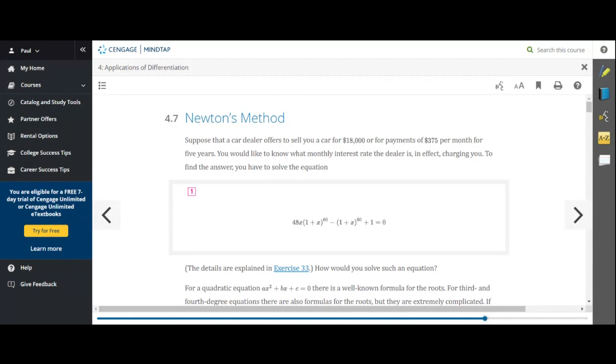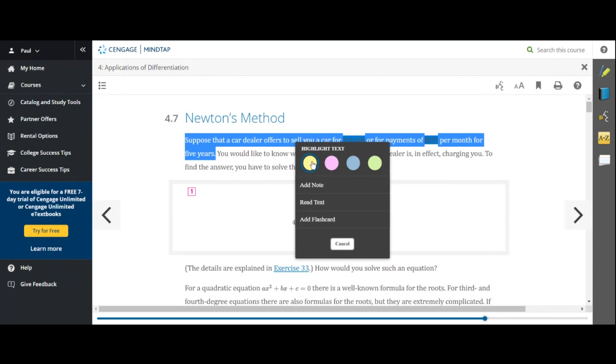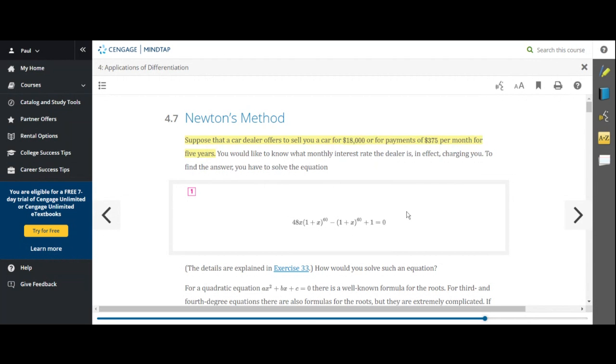Okay, so the book has a cool example here to start you off. Suppose that a car dealer offers to sell you a car for $18,000 or for payments of $375 per month for 5 years. So this is an introduction into section 4.7, Newton's method.